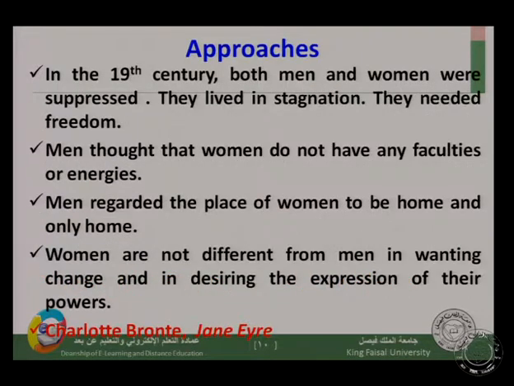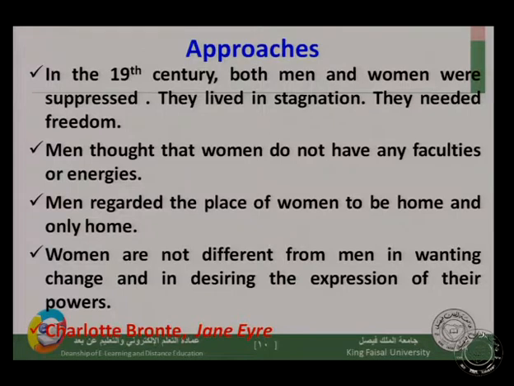Summary of this approach, which is feminism. In the 19th century, both men and women were suppressed, men and women, and that is why she began with men. She began with human beings, which means men and women. Both of them were suppressed.